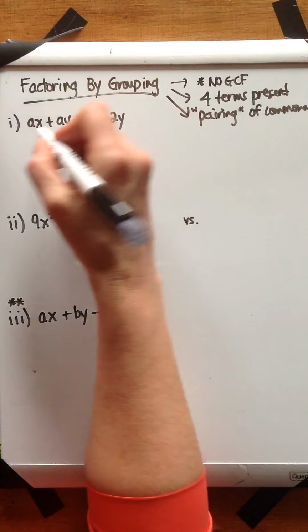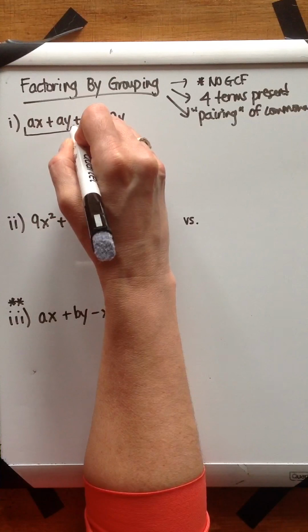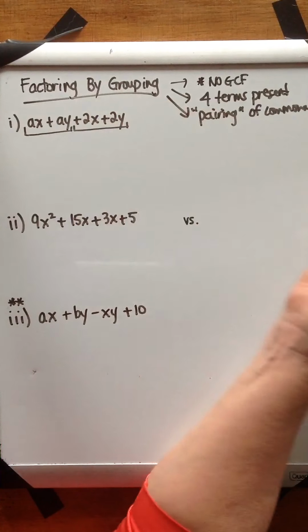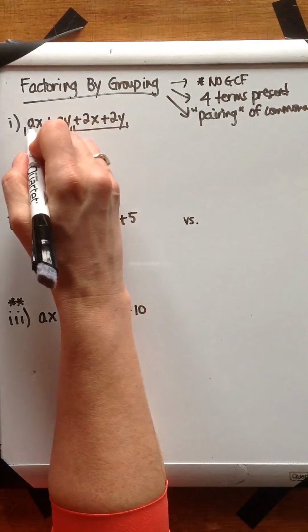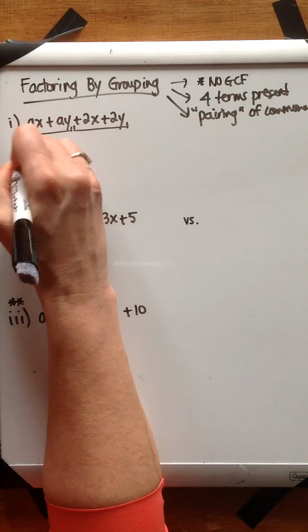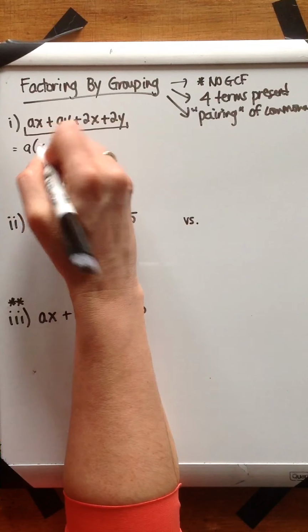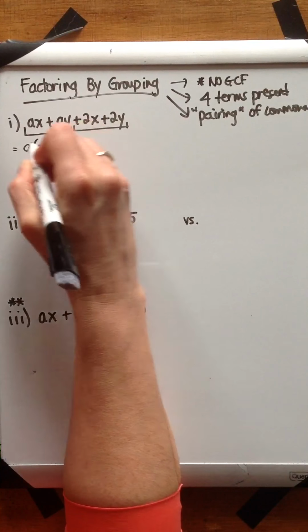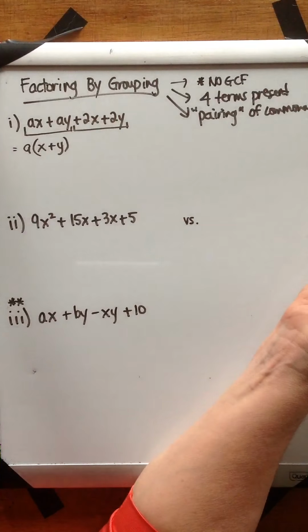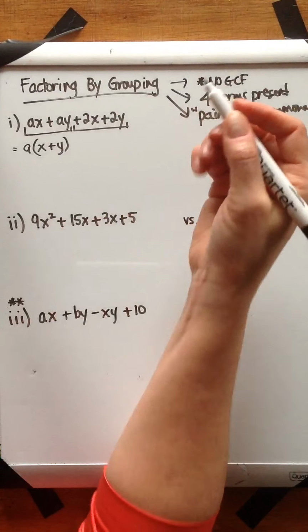So when we factor by grouping, we're going to do exactly as it suggests, and we're going to subdivide the string of 4 things into 2 pairs. And we're going to look for a GCF within each pair. So in this pair, I notice that they both have a GCF of A. And if I multiply A times X, I'll get AX back. If I multiply A times positive Y, I'll get AY back. Okay, and so I have successfully factored the first 2 terms in this string.